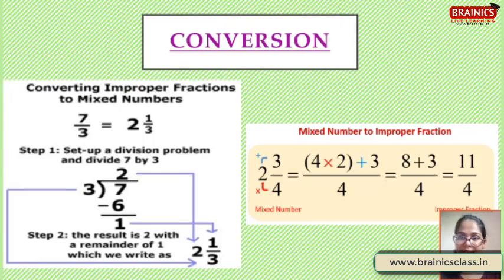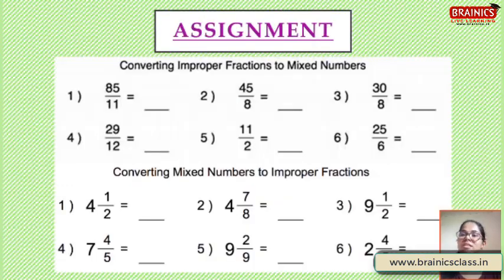Consider second example, 2 3 upon 4. What we are going to do in this example, we are going to multiply denominator into 2, that is integer part. So 4 into 2 plus, what is the numerator that we are going to add? 3 is our numerator, divided by 4 as it is. Denominator will remain same, 4. So 4 2s are 8 plus 3 upon 4 is equal to 11 upon 4, which will be our improper fraction.